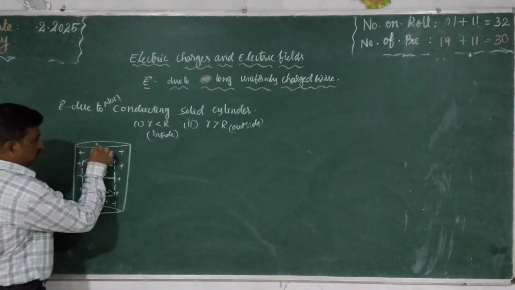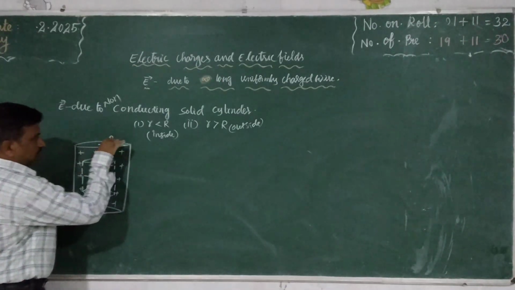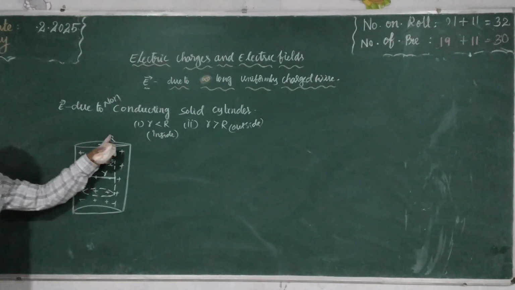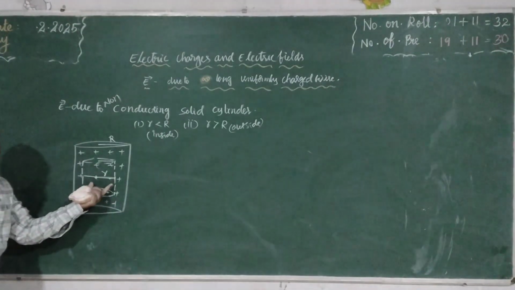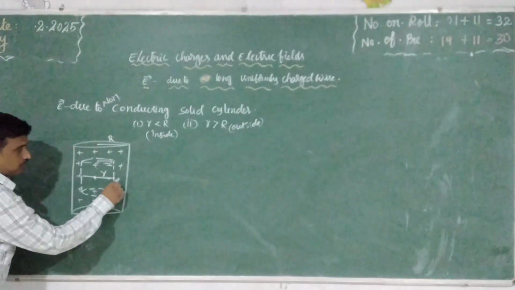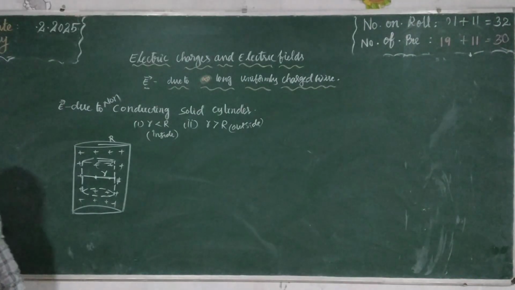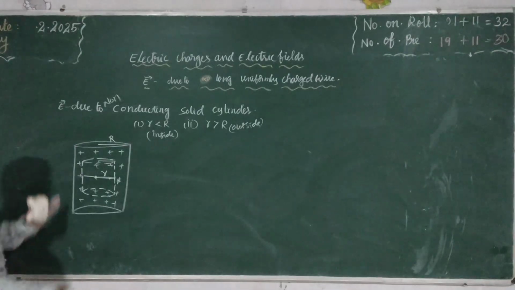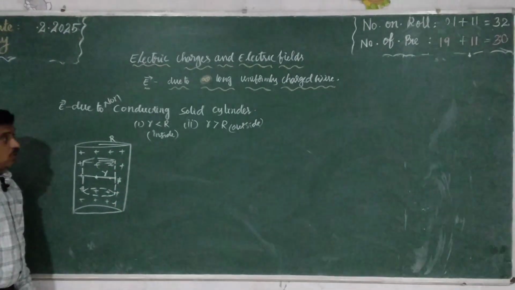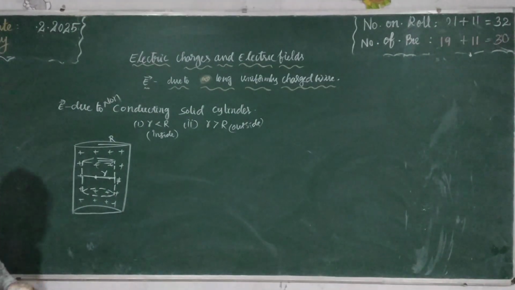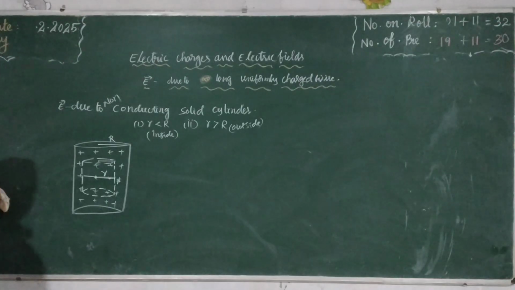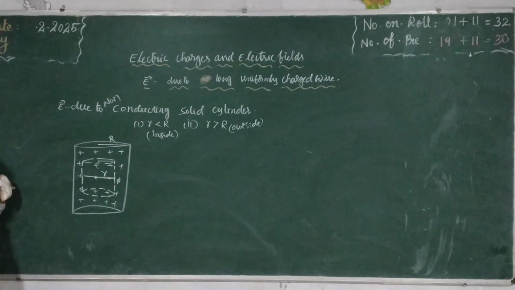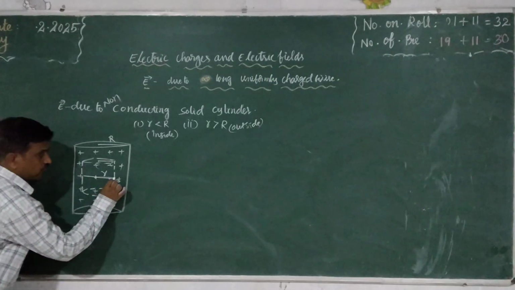The radius of the non-conducting solid cylinder is capital R. At r distance from the center, inside point P, what is the electric field? For finding that, we draw a Gaussian surface. What is the Gaussian surface for a conducting solid cylinder? Cylinder only. That's why at this point we find the electric field.